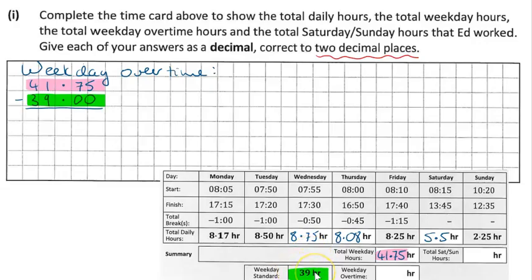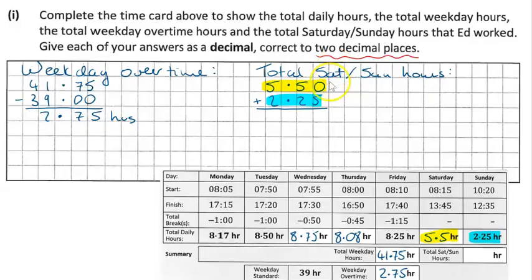It's a 39-hour week, so we need to subtract 39 from 41.75 to figure out what overtime they did. So it worked out to be 2.75 hours overtime. And then to figure out the total Saturday and Sunday hours, we're going to add 5.5 and 2.25 to get 7.75 hours. So that goes in there. 7.75 hours was the total Saturday and Sunday hours.